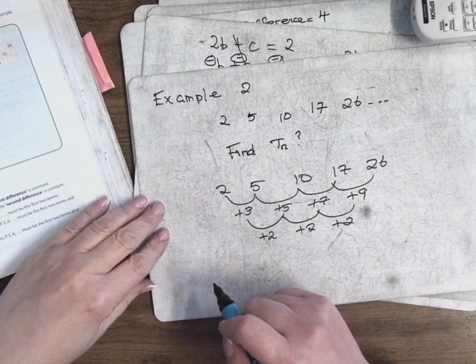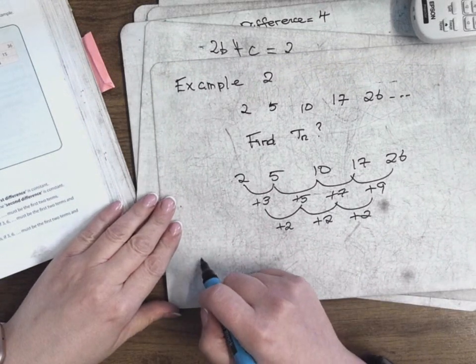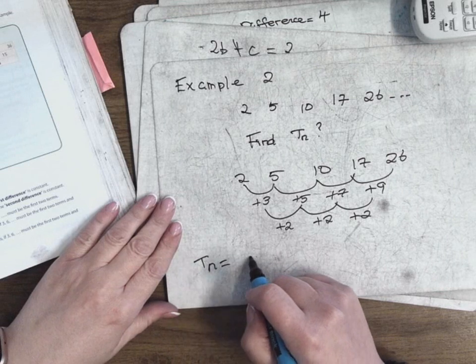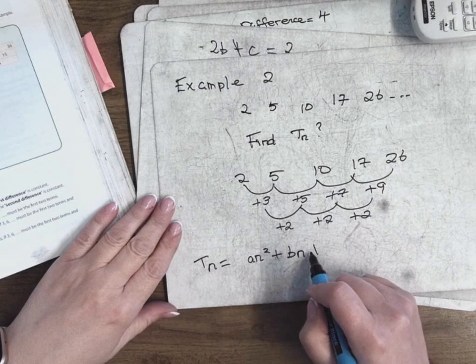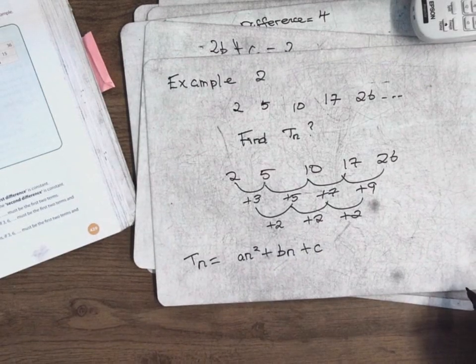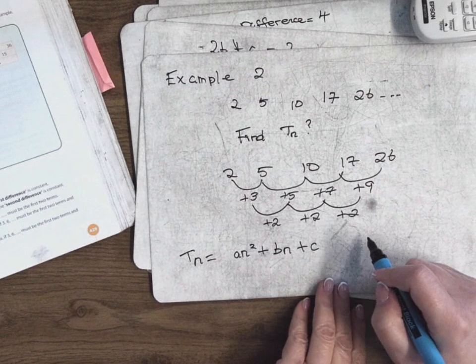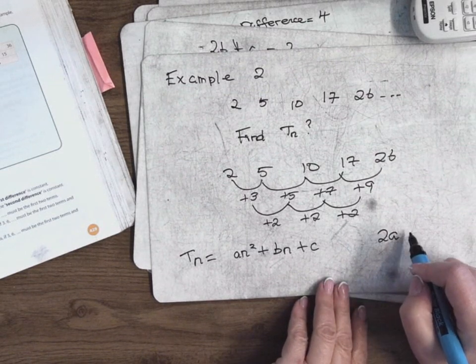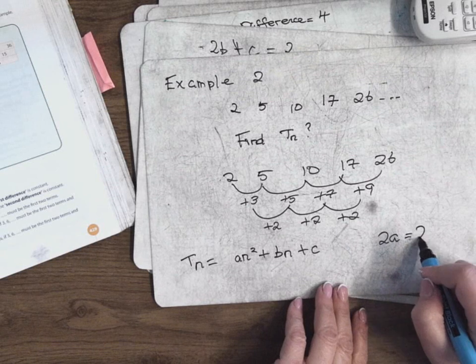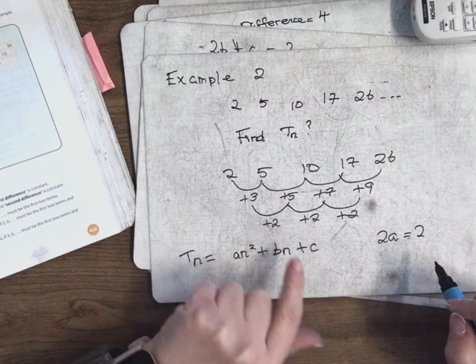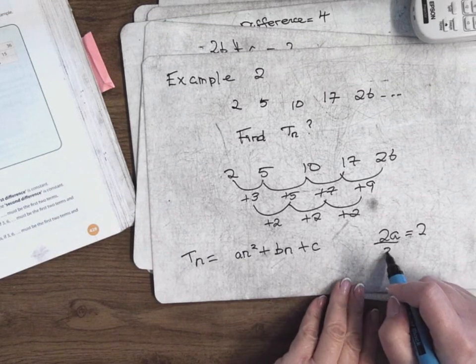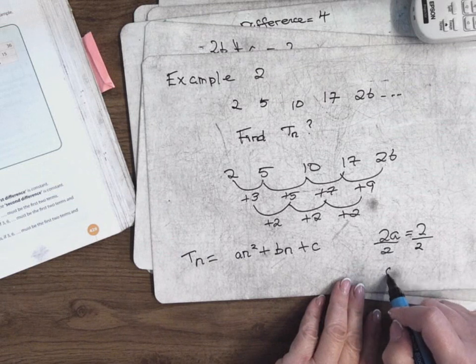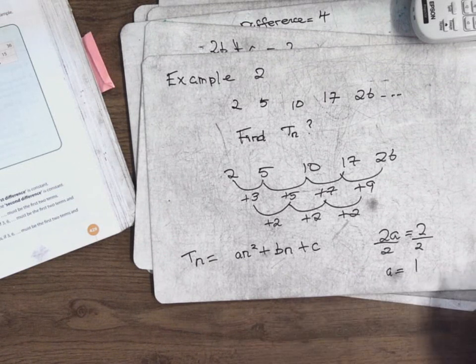Agreed? So quadratic, I have to remember 2 things. So Tn is equal to an squared plus bn plus c. That's the first thing I have to remember. And the second thing I have to remember is what? 2 times a is equal to 2. Is equal to 2, isn't it? It's equal to the second difference, right? So 2 times a is the second difference, right? So that means divide each side by 2, and you find out that a is equal to 1. Okay? Agreed? All with me?